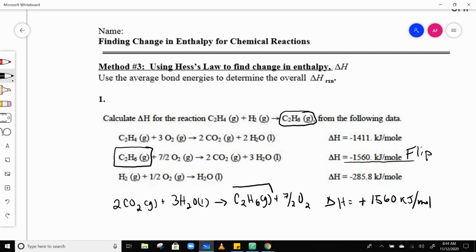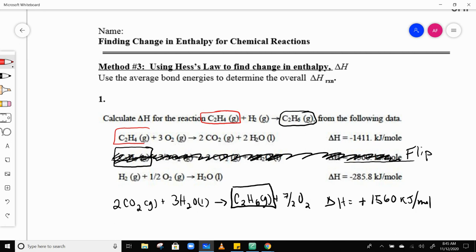So C2H6 is in our product side now, and we had a change in delta H, so I like to just cross this out because now we changed it. That's going to account for this C2H6. The next thing we need to account for is the C2H4. What you'll see is that the C2H4 is already in the reactant side, so this is good. We don't need to do anything. We can keep it the same.